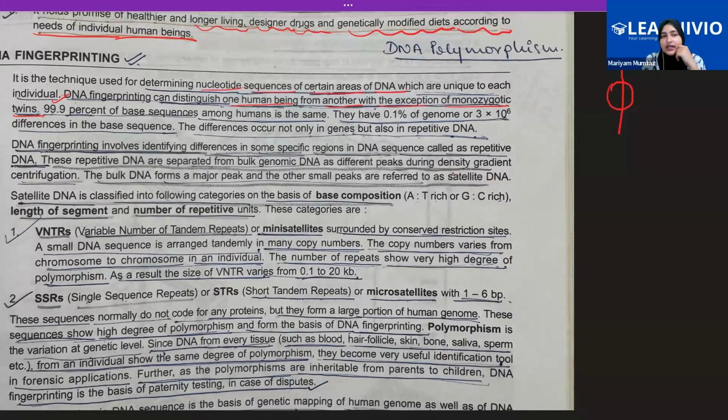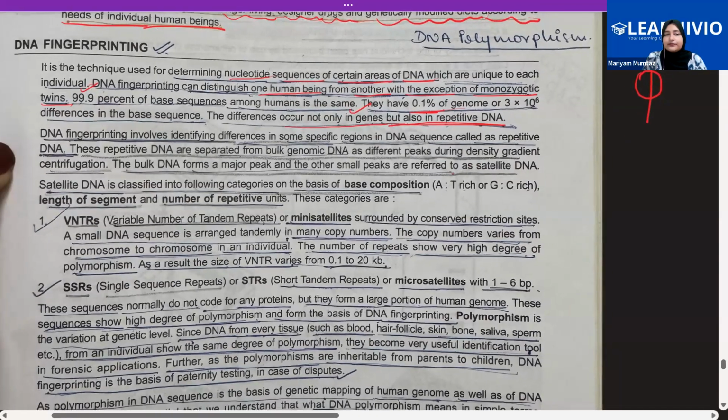But 99.9% of the base sequence among humans is the same. We all know that. That 0.1% of the genome, or 3 into 10 to the power 6 differences in the base sequences, makes us who we are. And the differences occur not only in genes but also in repetitive DNA. So it's not just found in the genes but in those DNA sequences that are repeated multiple times.